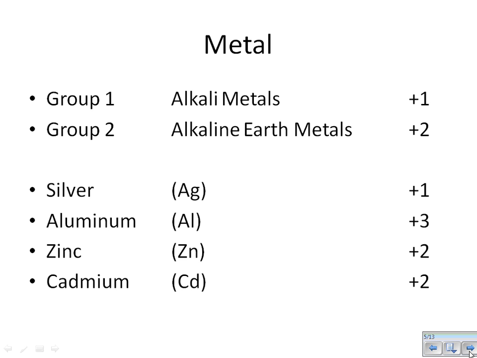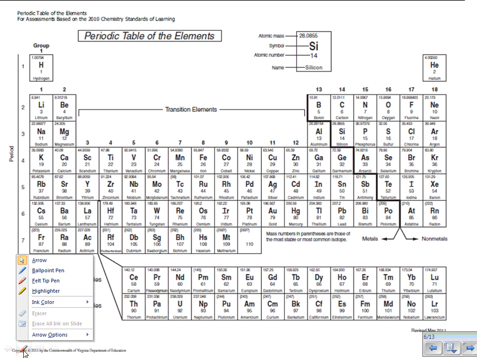That cation is the one that we're going to concentrate on. Okay? We want to know, is it in group 1 or 2? Those always form these particular cations. Or if it's one of our transition elements, or in group 13, like silver, which always forms a +1, aluminum a +3, zinc a +2, cadmium a +2. If our metal in our ionic compound is one of these types of metals, then we will not use the stock system. So let's go back to our periodic table.